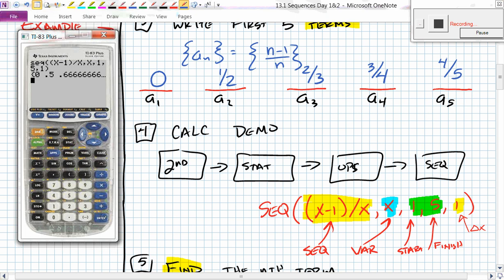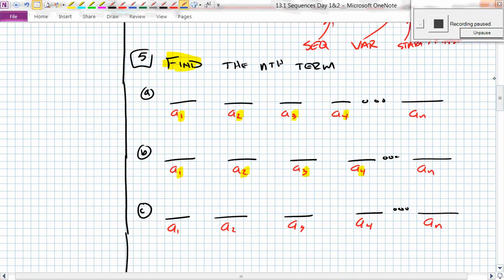Now, when you push enter on your calculator, it gives you an answer. But it's not quite in the right form that we would like. So you can change that into fractions by hitting math, frac, just push enter one time, push it again. Hey, there is the sequence: 0, 1/2, 2/3, 3/4. And if you move your cursor all the way over to the end, you can see 4/5.